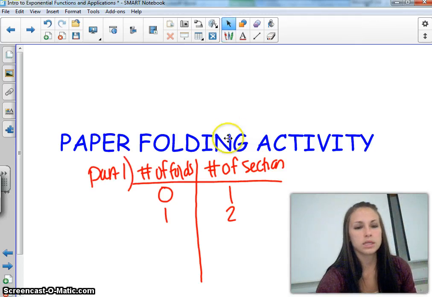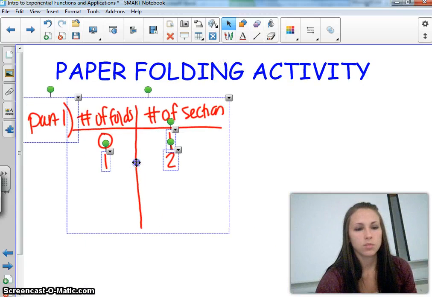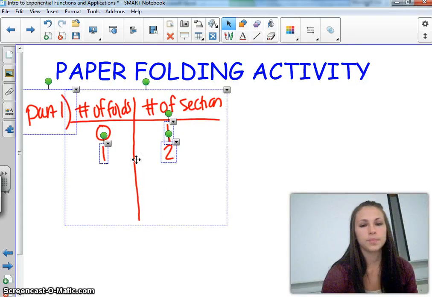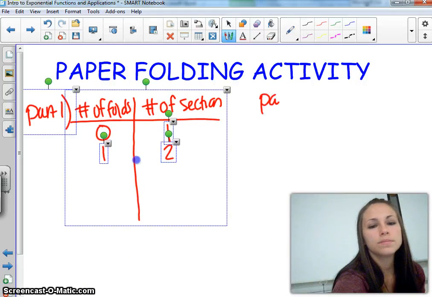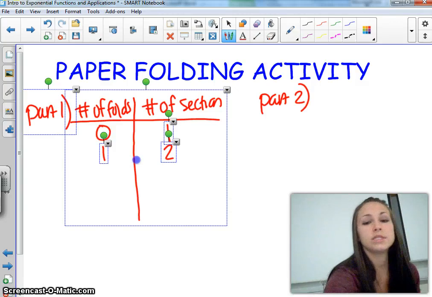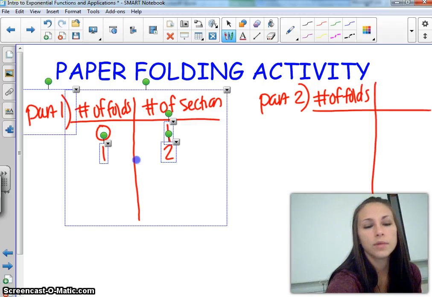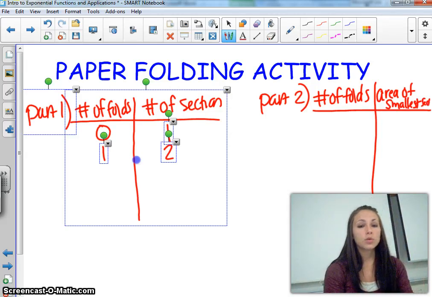And I'm going to take this and move some stuff around so we can make sure we see it all. So I'm going to move this over here. Now, part 2 asks you to find the area of the smallest section. So you're going to put number of folds here. And this is all in a chart on the paper that I'm going to give you, or that's on the haiku page. And this is the area of smallest section. And I'm just going to abbreviate. Alright, so number of folds.